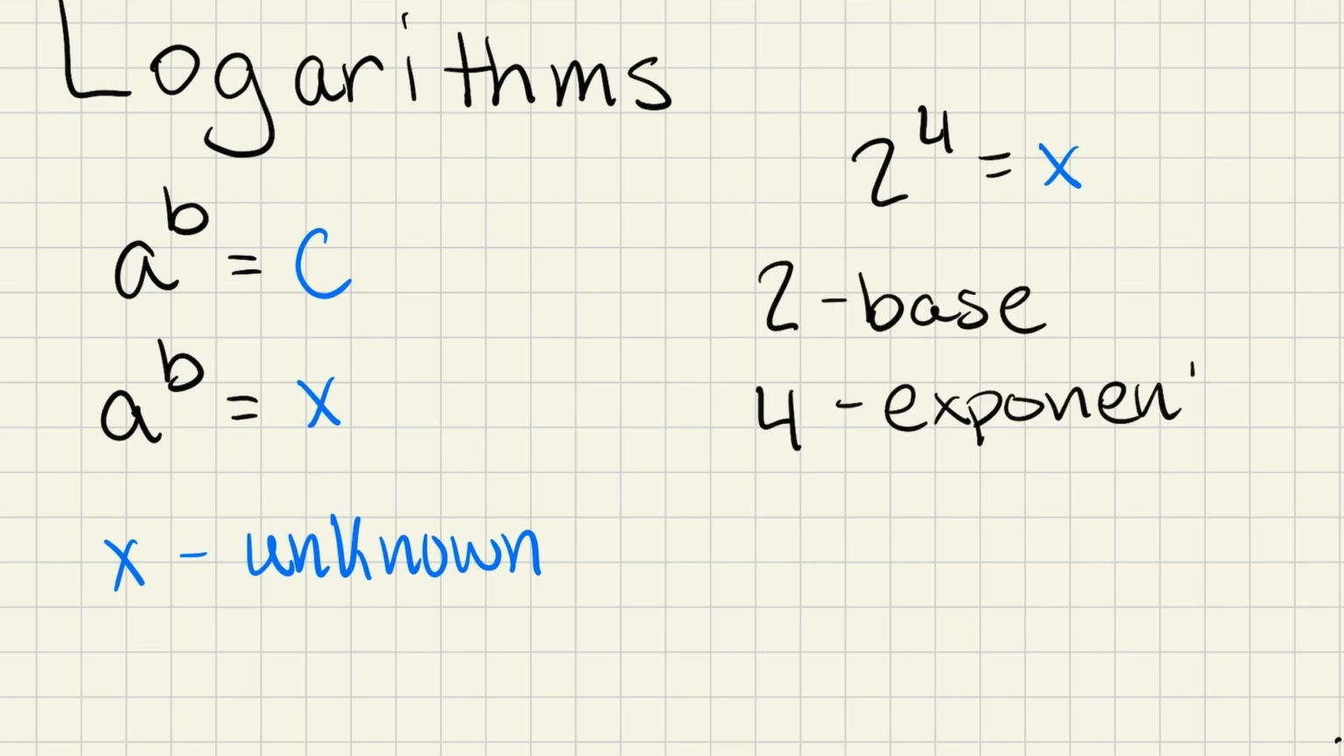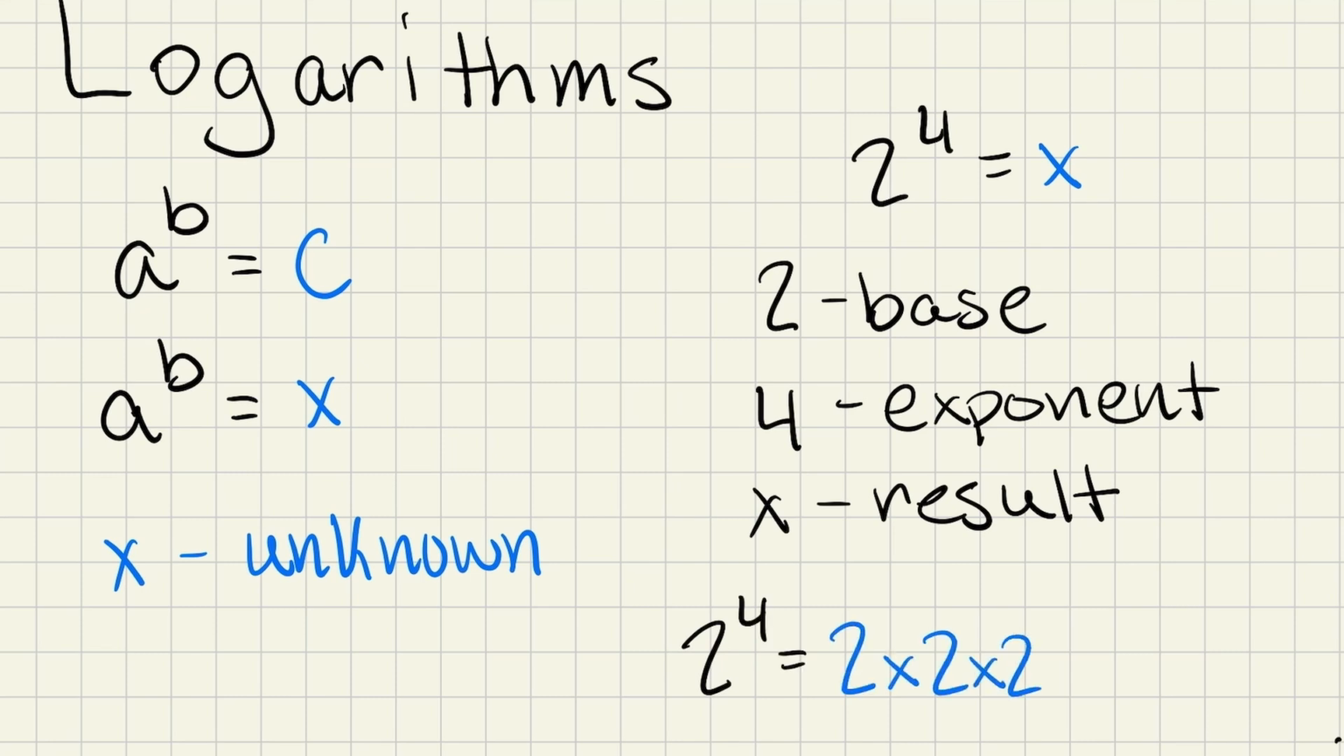in our equation. To solve for c, we multiply the base by itself however many times the exponent says. So in this example, we multiply 2 by itself 4 times. 2 times 2 times 2 times 2, which is equal to 16. Formally, we could say the fourth power of 2 is equal to 16.